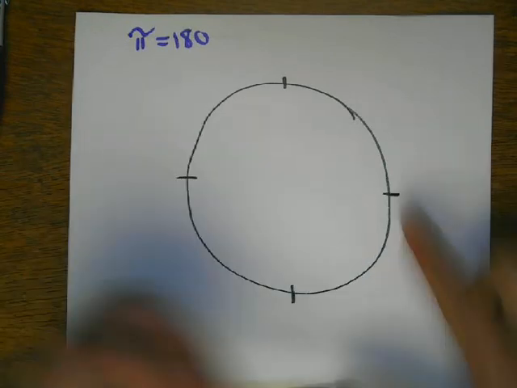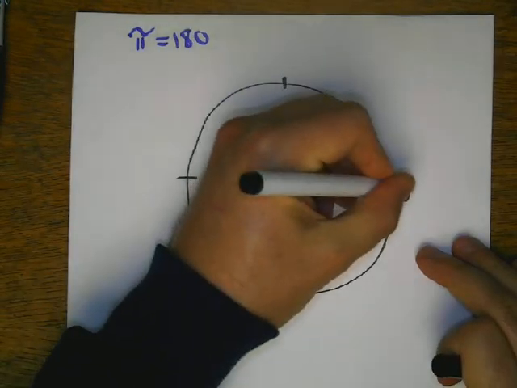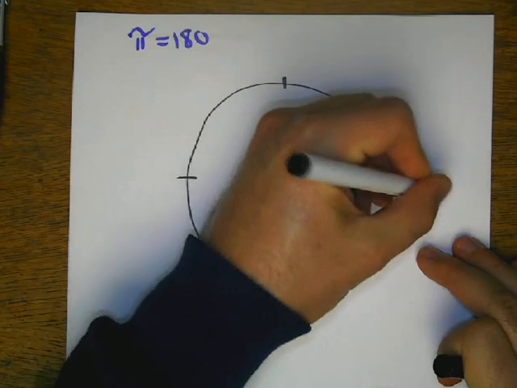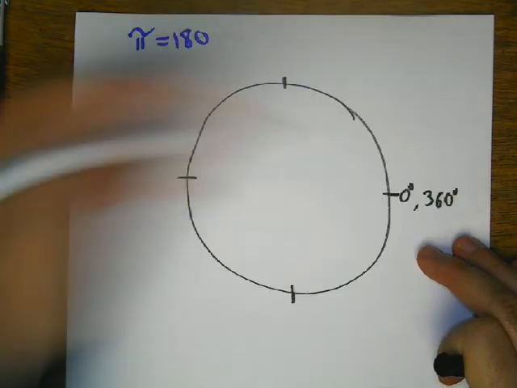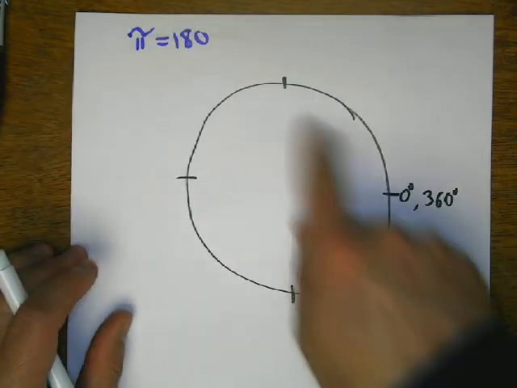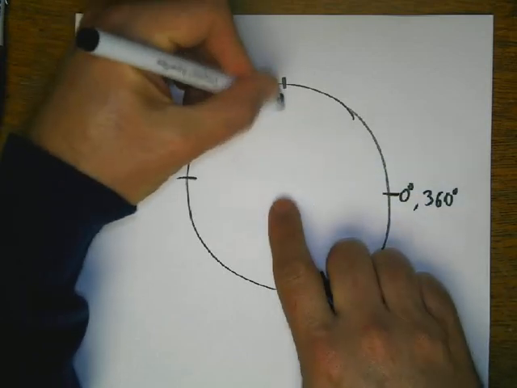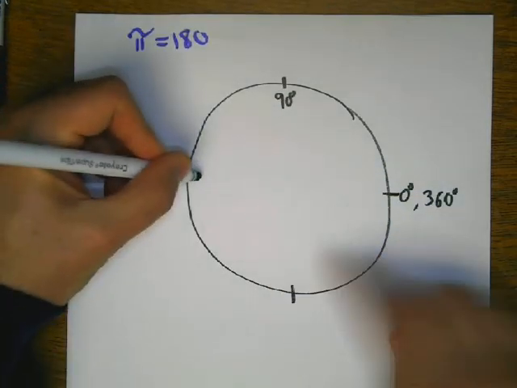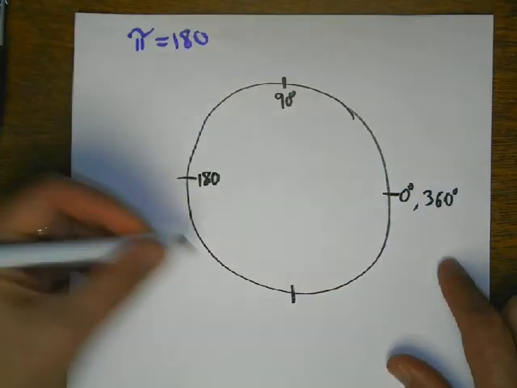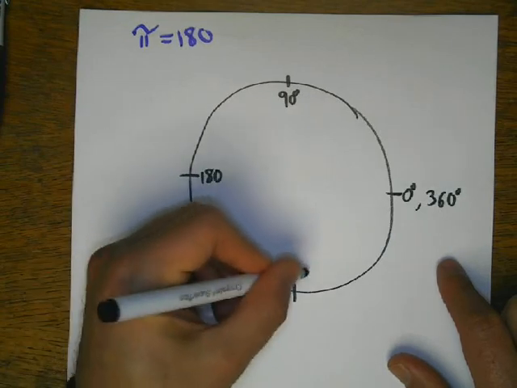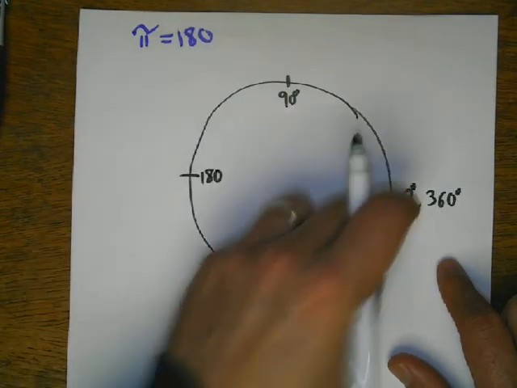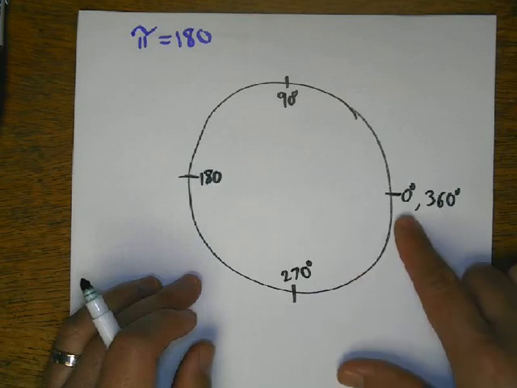Okay, so starting here, we're at 0 degrees, or we could say it's at 360 degrees. You should know that if I go up here, that's 90 degrees, halfway around the circle is 180, and if I continue down here, we're at 270. I keep adding 90, and then add 90 to 270, we get 360.